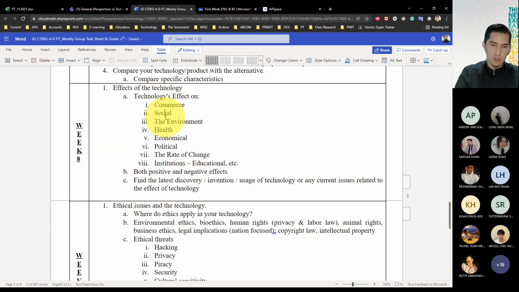Look at technology's effect on commerce, on social, on environment, on health, sociological, physical, psychological. There are many different areas. The rate of change, how it affects education, different institutions and companies, and so on. There are many different areas to look into. A quick question, probably I can just ask.